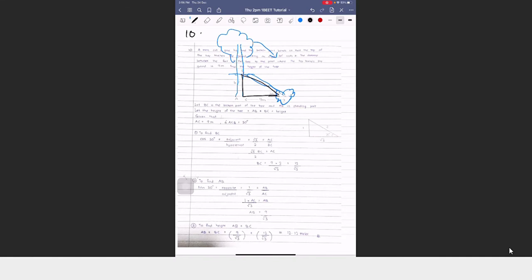Okay, and what the question wants is actually to find the height of the tree. So if you are referring to this triangle now, the height of the tree will be this length plus this length. Okay, so that's what you want for this question.